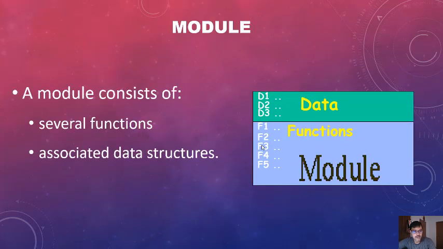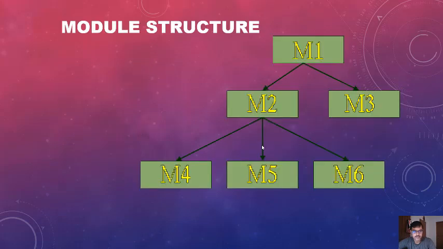So what is a module? A module consists of several functions associated with some data structure. All the similar type functions are accumulated into a module, and those functions work on some data. Those data are to be associated within that module. Okay, so this is called a module.